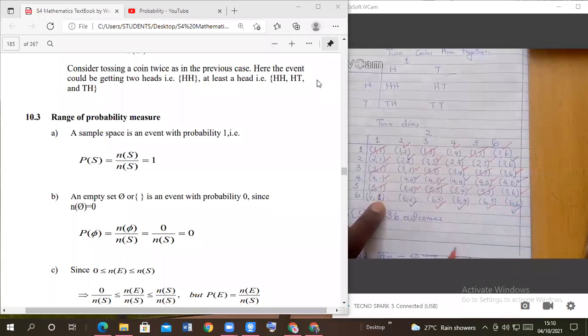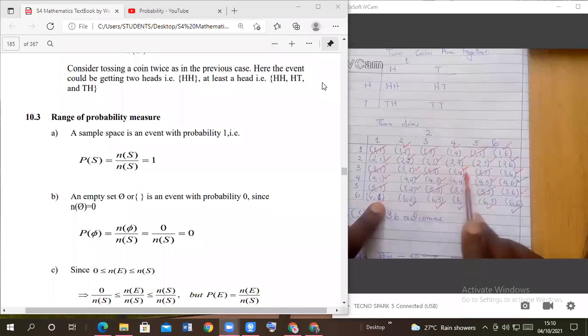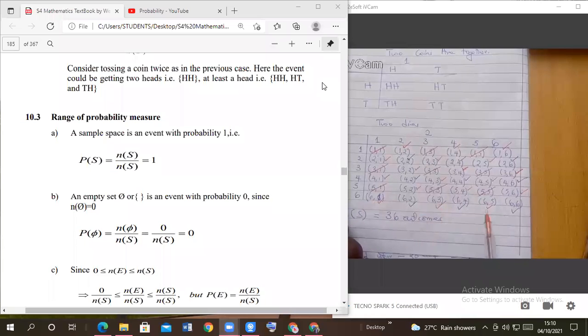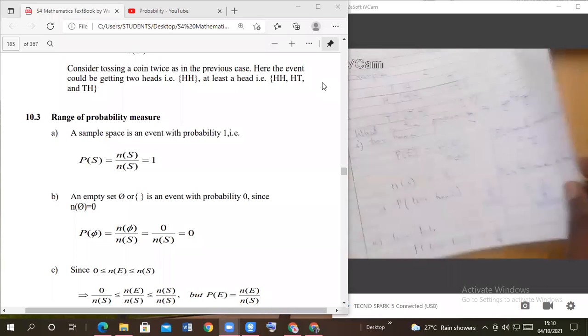If you count all of them, how many are there? Count them. You have 1, 2, 3, 4, 5, 6, 7, 8, 9, 10, 11, 12, 13, 14, 15, 16, 17, 18. There are how many members? 18. Let me hope I did not skip any. So there are 18.